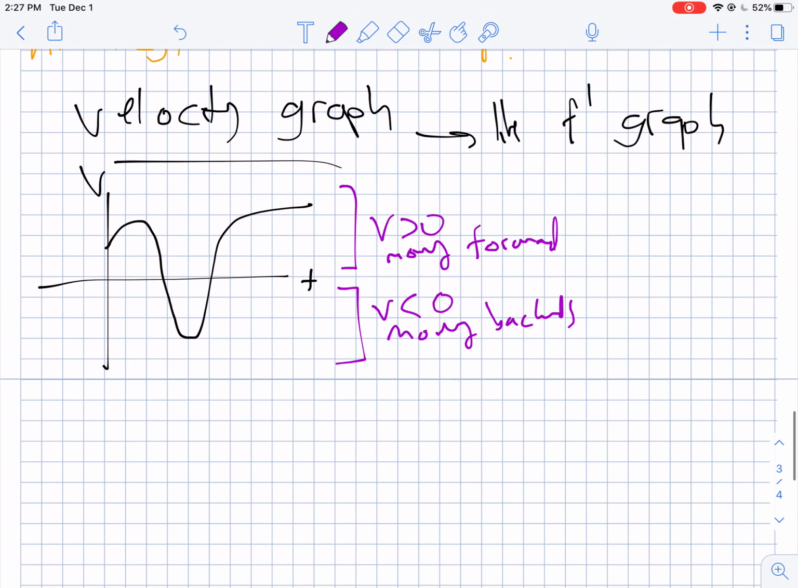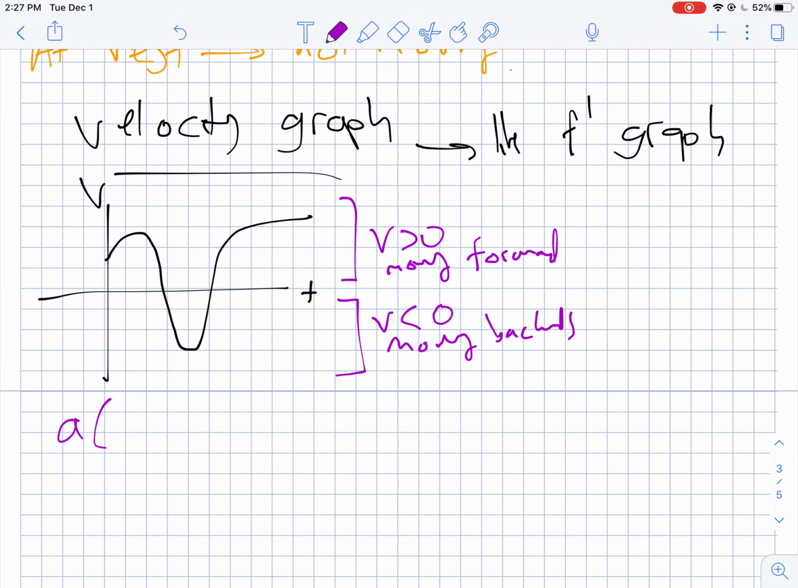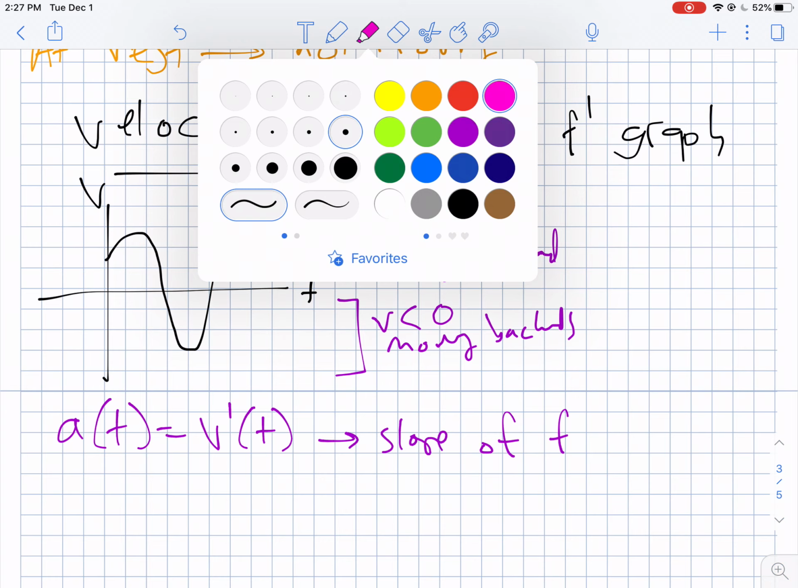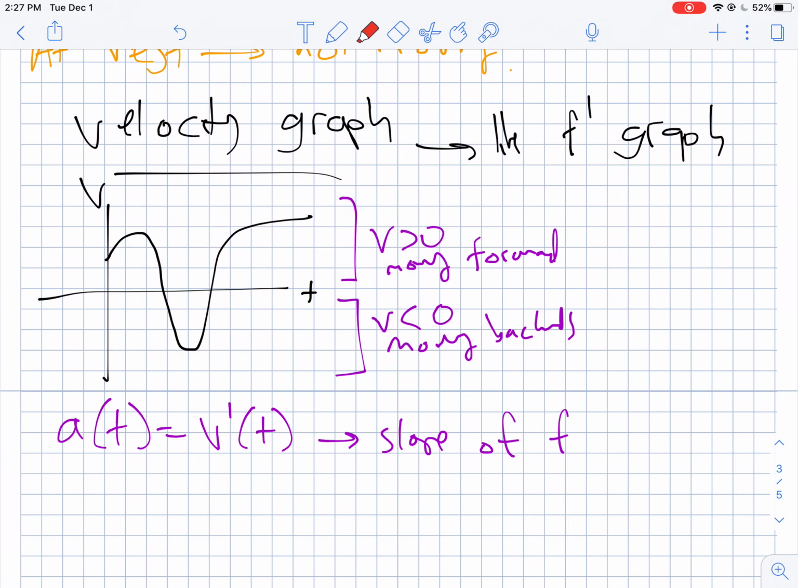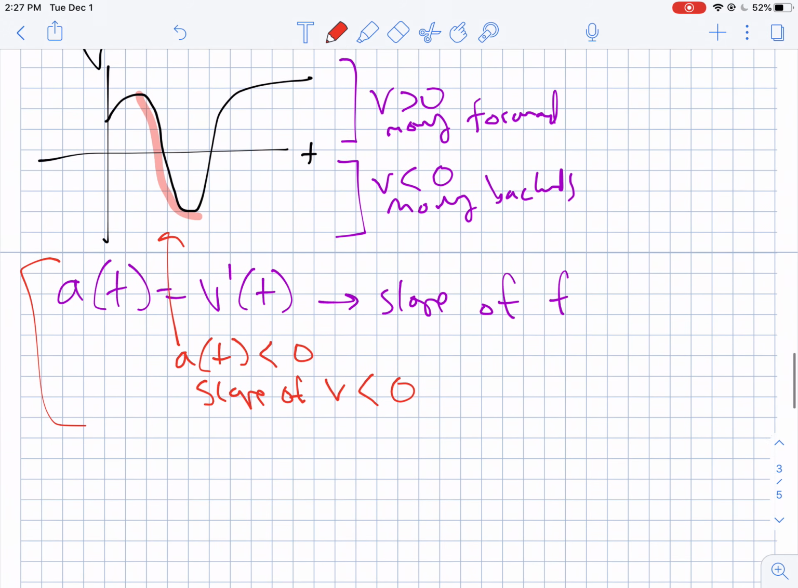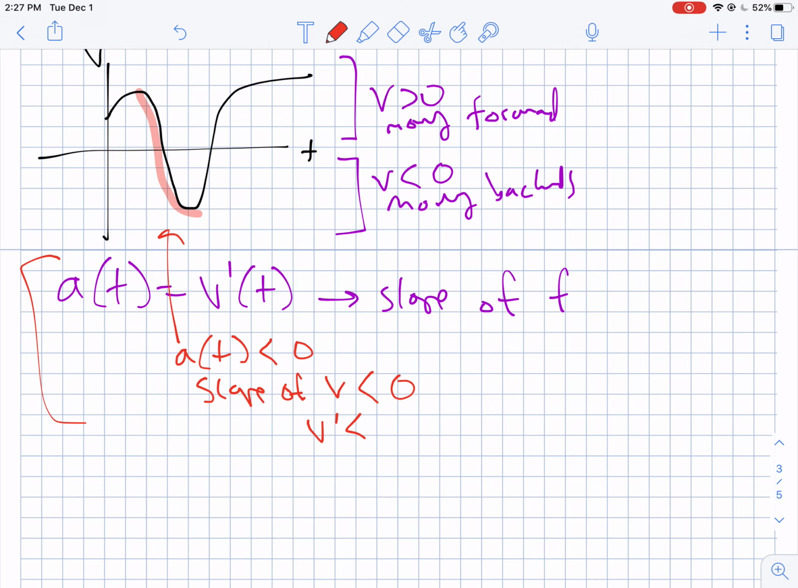Okay. And of course, if the question asks how do you find acceleration? Well, acceleration, we know, is the derivative of velocity. So what you do there is just find the slope of v. So for example, if I ask you where is acceleration negative? Well, that would be in this region right there. In that red region that I just drew, acceleration is negative because that is where my slope of v is negative. This is kind of like what you should be writing up if this is a free response problem on the AP test. So that's saying your v prime is negative.